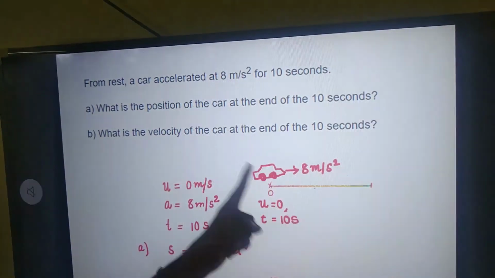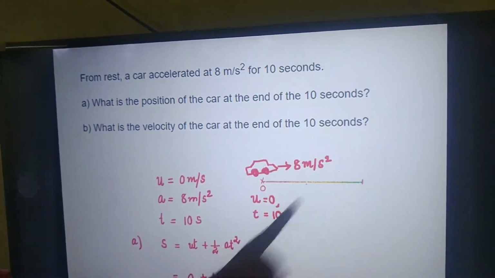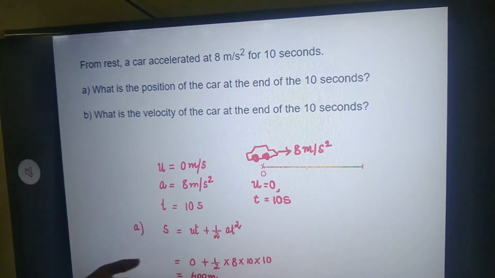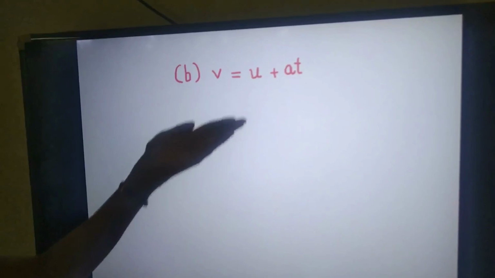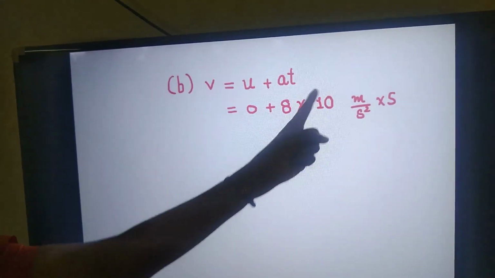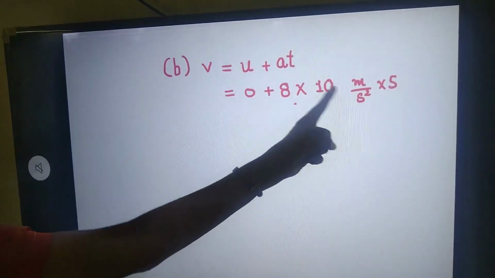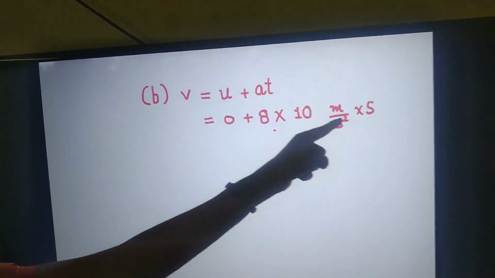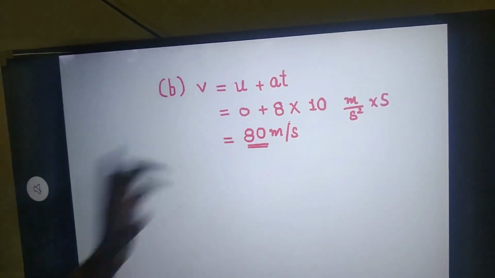What's the second part? What is the velocity of the car at the end of these 10 seconds? That means what is the velocity of this car when it reaches here? So how can we find it using the first equation? v is equal to u plus at. u is given, starting from rest, u is 0, a is given 8 and t is 10. Here I have written the units: acceleration meter per second square and time second cancelled. What you get is meter per second as a unit because we are finding the velocity.